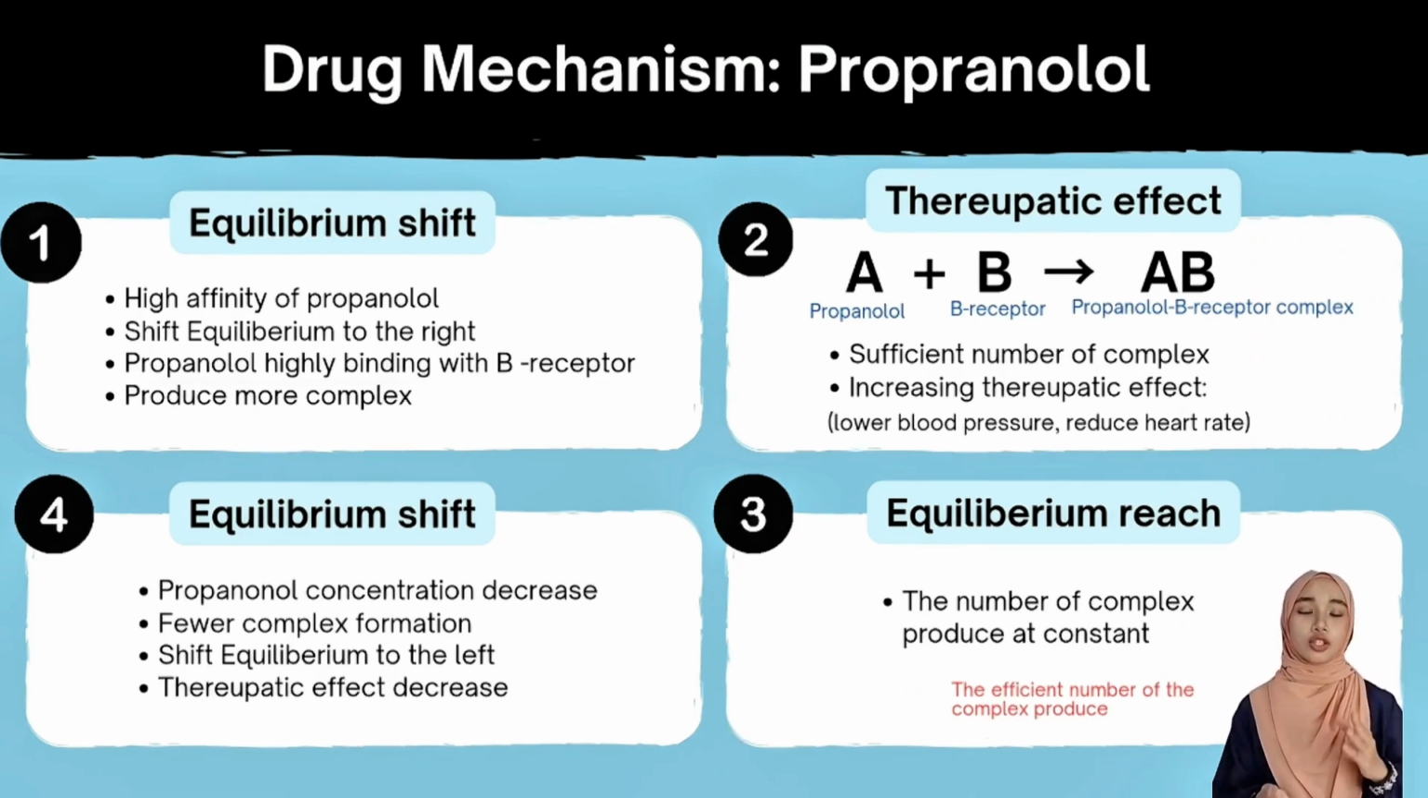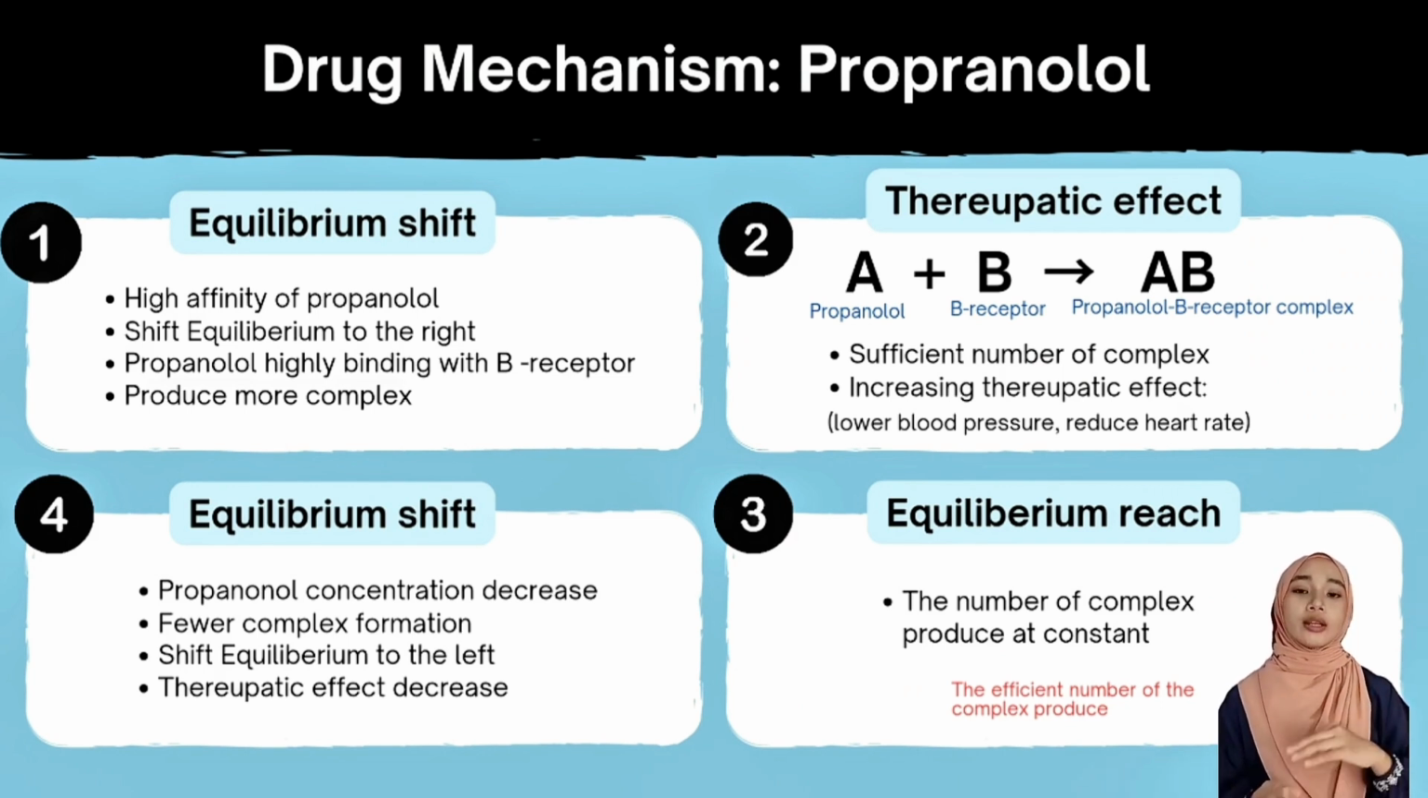When propranolol is consumed by the patient, the high affinity of the propranolol will be detected by the body. Thus, the equilibrium will shift to the right and propranolol will highly bind to the beta receptor, resulting in more production and formation of the complex called the propranolol-beta receptor complex. Thus, the higher the number of complexes produced, the more it will increase the therapeutic effect of the drug, resulting in lower heart rate and also lower blood pressure.